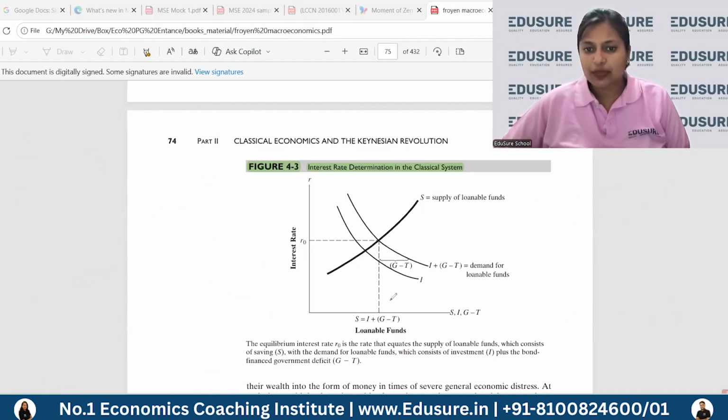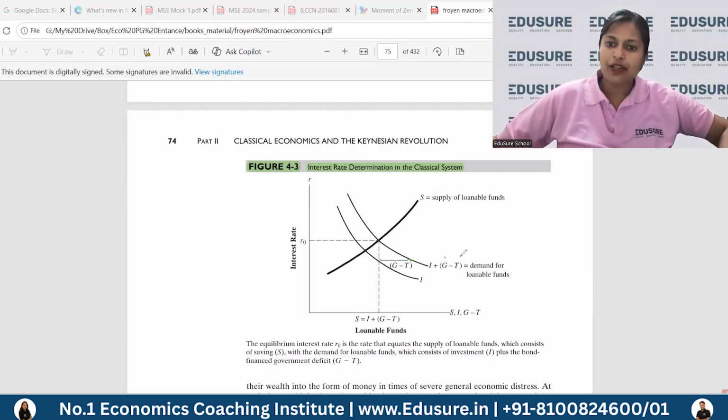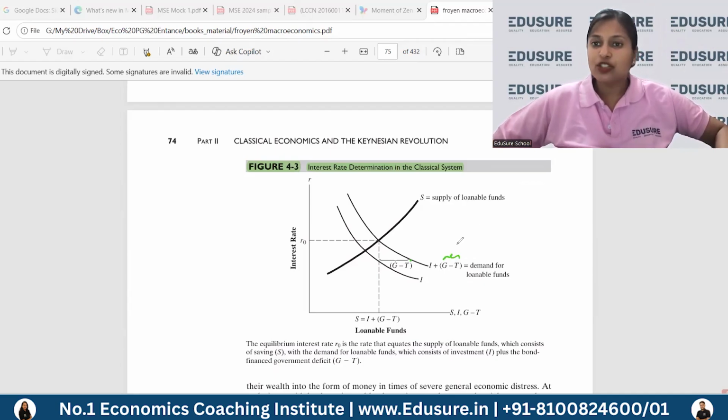Now, let's say we add in government expenditure. When you add in government expenditure, a similar thing will happen. But what you only need to add is the part of G minus T. G minus T is government expenditure minus taxes. This is the amount of government expenditure which could not be funded by taxes. This is the government deficit.